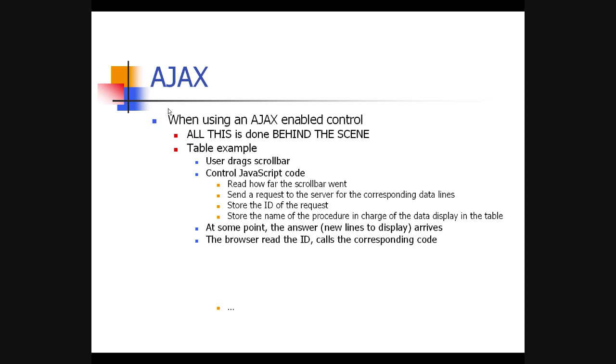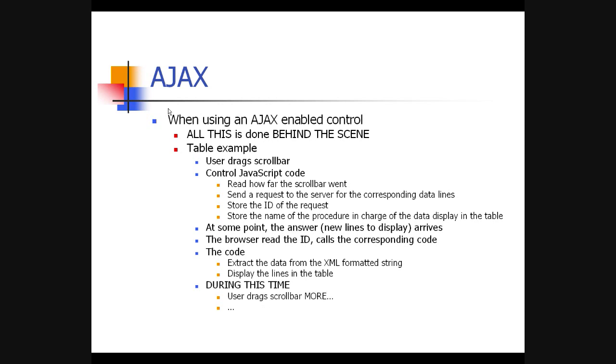So the browser itself is going to read the ID, call the corresponding code, and the code in question is going to extract the data from the XML formatted string, basically going to have one per column and all this kind of thing, display the line in the table. And remember that during this time, the user did continue to drag the scroll bar more.